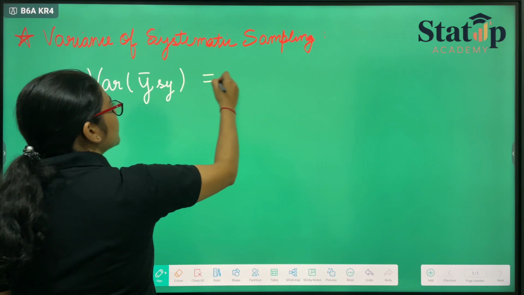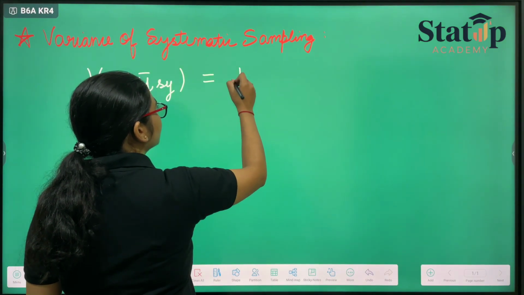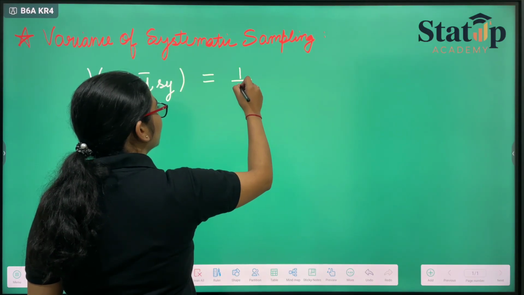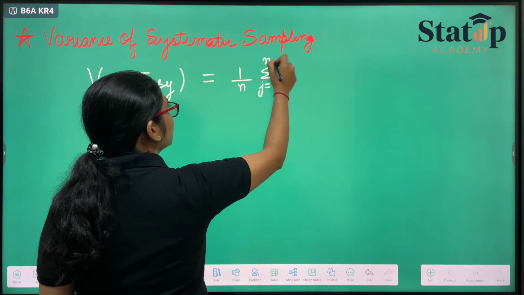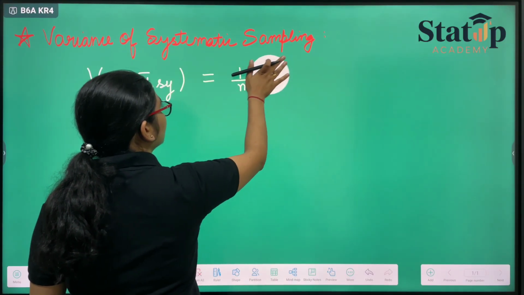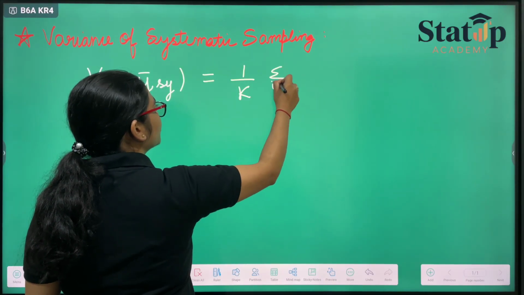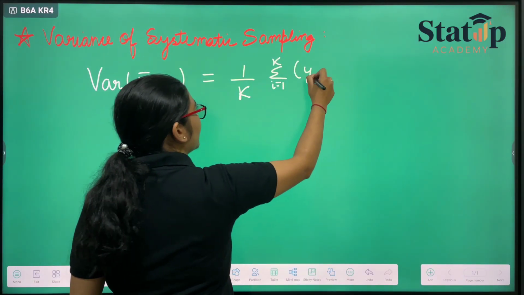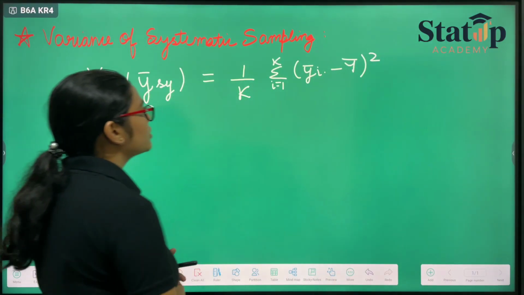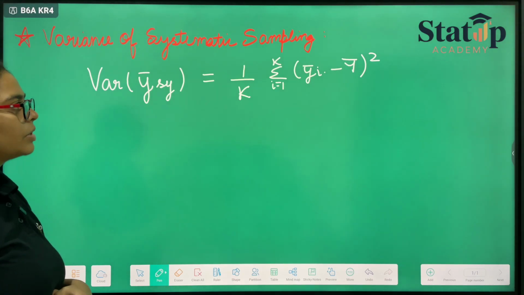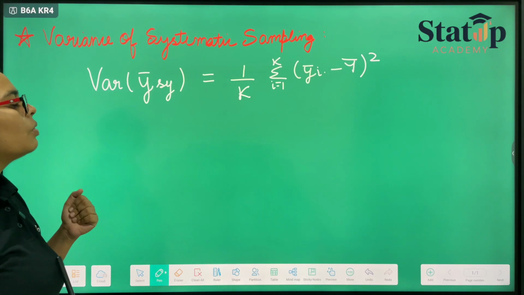It is nothing but summation, 1 upon n, summation j goes from 1 to n, 1 upon k, summation i goes from 1 to k, y bar i dot minus capital Y bar whole square. This was the formula for the variance of Y bar in systematic sampling, or we can say the estimation reduces to this one. Now, what is the formula?